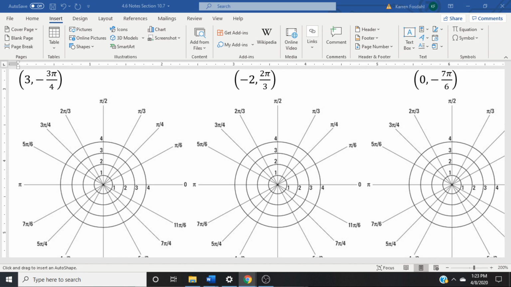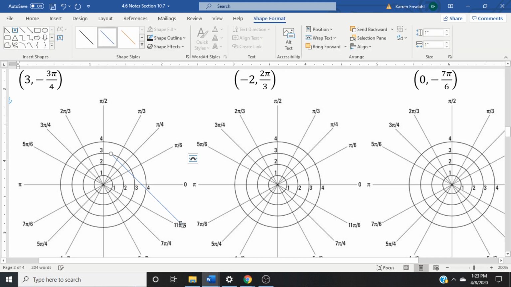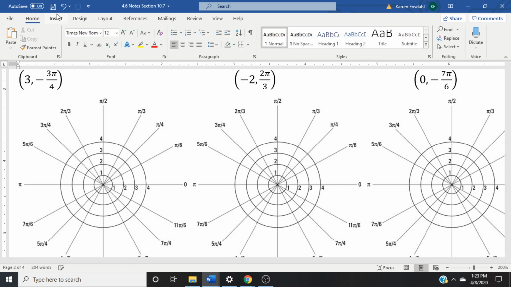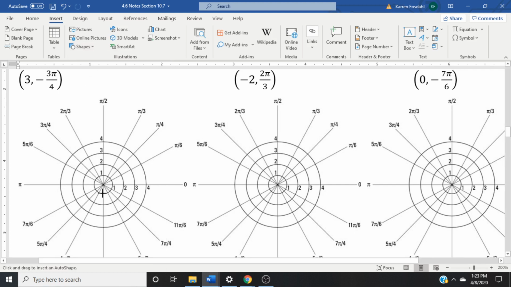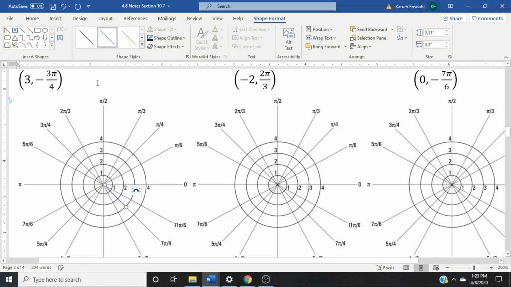Okay, so for this first one, let's just delete it. Insert, I'm going to insert a shape, make a line. Okay, so it's negative 3 pi over 4, which is down here, and it's 3 distance. So we go 3 distance, and negative 3 pi over 4.